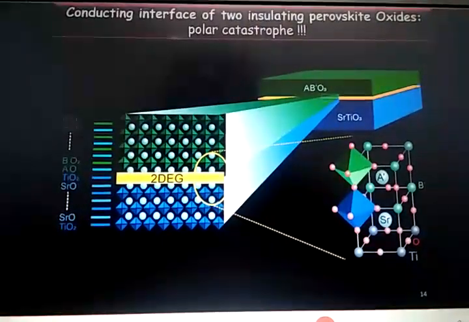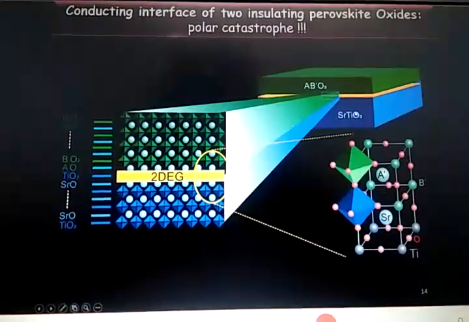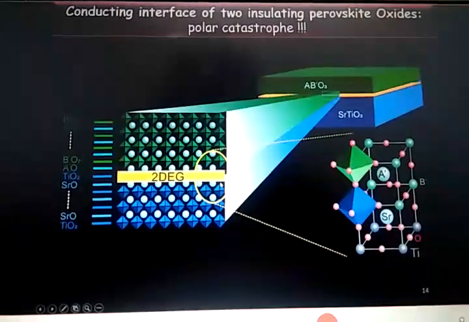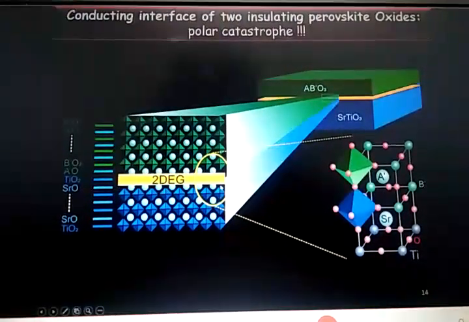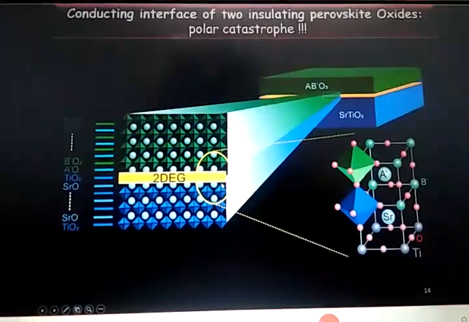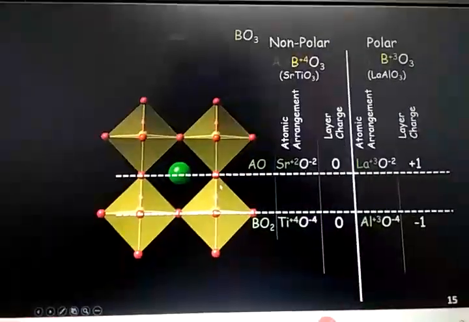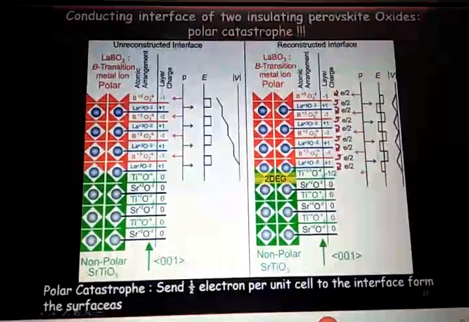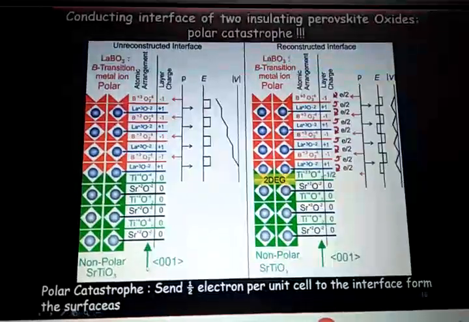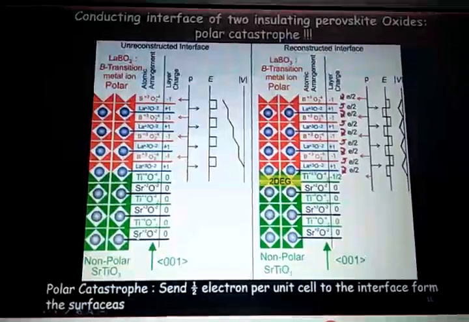People have shown that if you take these two kinds of material, then sometimes the interface becomes highly conducting, and the conductivity is two-dimensional in nature. Now let me try to explain how it happens. Let us assume that you take a substrate of strontium titanate, and the crystal direction along the z direction is the 001 orientation.